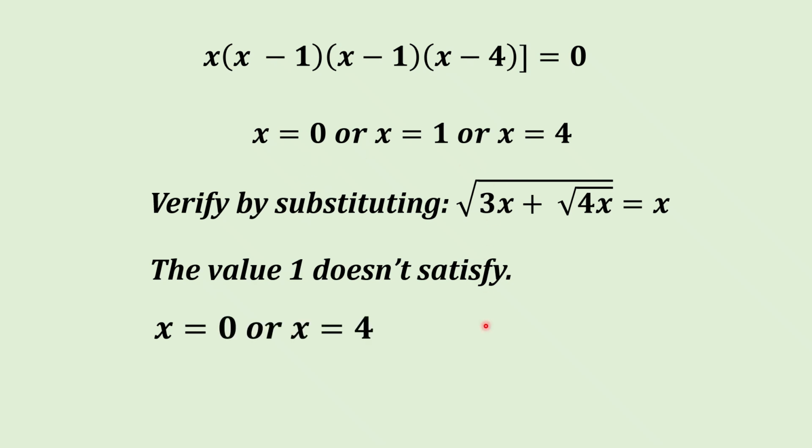It is necessary to verify because there may be false or extraneous roots. X equal to 1 was a false root, an extraneous root, a root that does not satisfy the equation. So we always have to verify by substituting in order to weed out this unnecessary root or wrong answers. So x equal to 1 was a wrong answer. So x equal to 0 or x equal to 4.